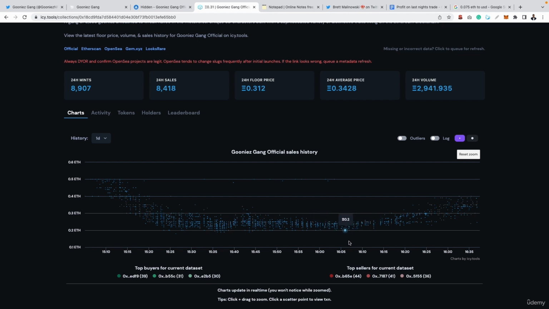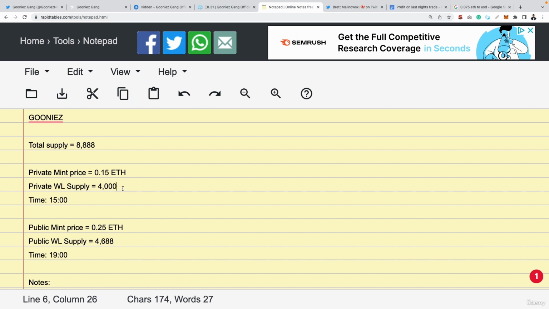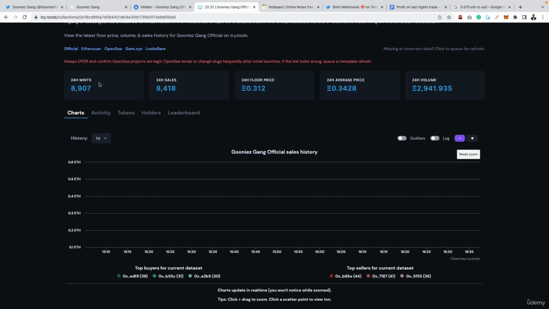Now, at this point, 1 hour after the mint, around about 4 p.m., 10 past 4 p.m., the total supply had run out. Remember, the whitelist supply was for 4,000. And what you can actually do in IC Tools is track the number of mints that have happened in the last 24 hours. Now, this says 8,900 as this is after the public sale has happened as well. But essentially at this point at 4 p.m. yesterday, 1 hour after the mint, this number was about 3,890. It was basically at the 4,000 mark, which means everyone who was on the whitelist has basically minted their NFT.